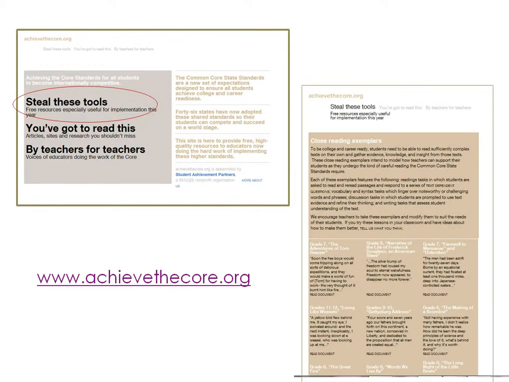So here, as promised, is the website where you can find a tremendous amount of information and resources and tools. This is achievethecore.org, the website of Student Achievement Partners. They are highly reliable. Everything on here has been vetted as aligning to the Common Core, and it is free. Steal these tools is what they're telling us. Free resources, especially useful for implementing this year.